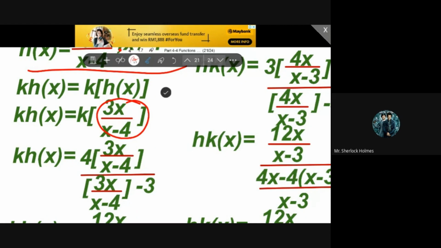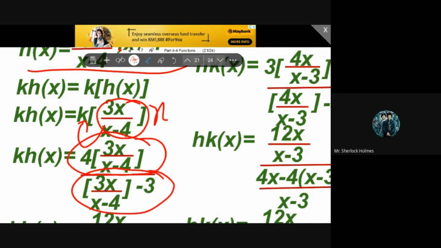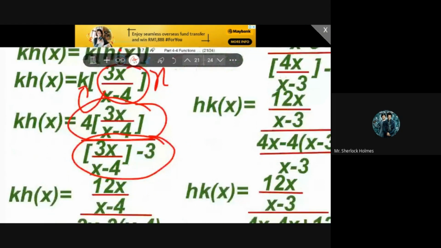So kamu kena gantikan yang ni dalam fungsi k. So yang ni akan jadi x bagi fungsi k kamu. So fungsi k is 4 bracket 3x over x minus 4. And every part you have x in fungsi k, you substitute it with 3x over x minus 4. So that's how you do it.